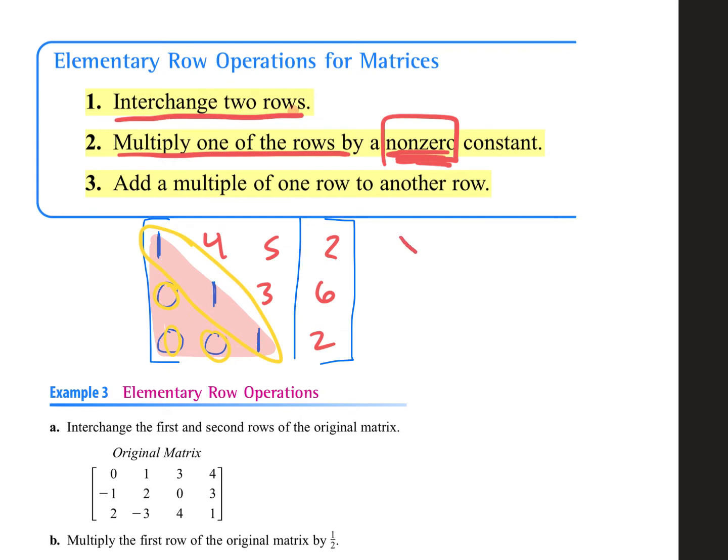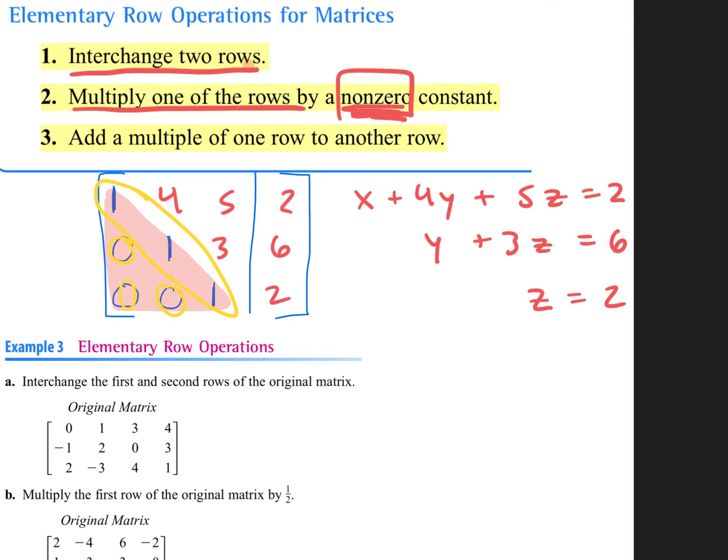So our first row would be x plus 4y plus 5z equals 2. What would the second row be? y plus 3z equals 6. And what would the third row be? z equals 2. How could I solve for x, y, and z from here? I would use back substitution. So I'd plug in z into the z's, and then I would find y and plug in y into the y's. So from here, we use back substitution.